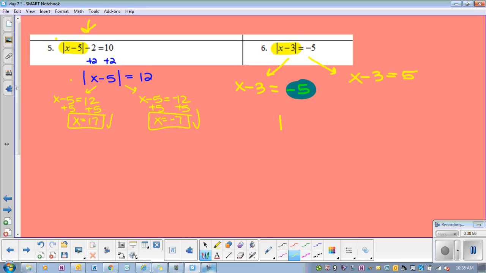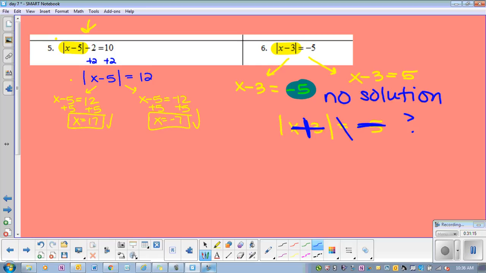Absolute value of x minus 3. Guys, absolute value always gives us what kind of number? Positive. So this is a positive number. Does it ever equal a negative number? No. So this is a no solution. And if you solved it out, when you plugged it in, it should not work for either of them. Okay?